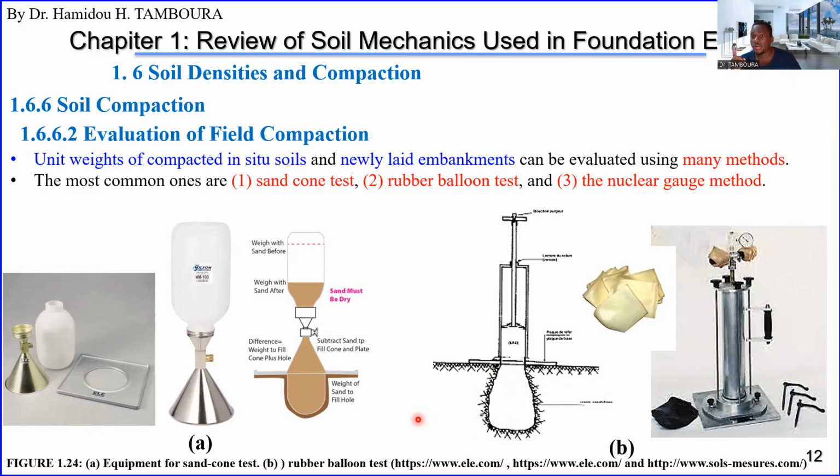Then you go and dry the soil from this hole. You have the wet weight, you dry again, and you obtain the dry weight. So wet weight minus dry weight, you obtain the weight of the water that was in the soil. And if you have the weight of the water, you can obtain the water content. From the wet unit weight and the water content, you can obtain the dry unit weight. Same principle, same philosophy here. Only the way to obtain the volume is different.